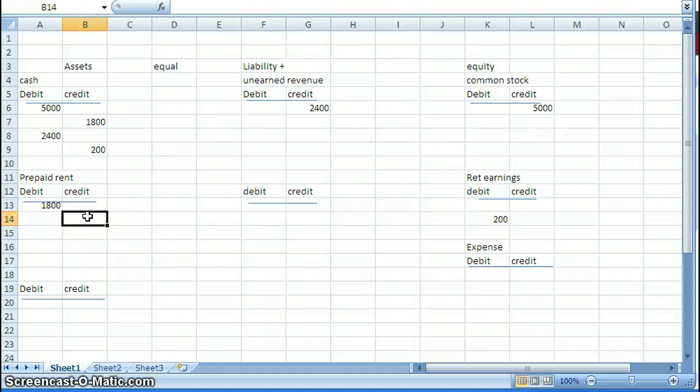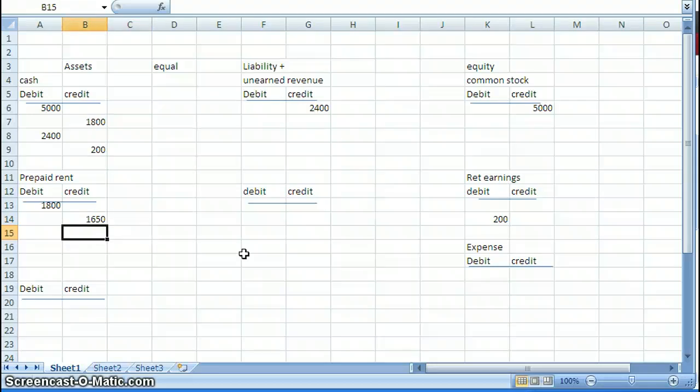The first thing we're going to do is 150 times 11. We know we're paying $150 a month, and I'm just using this Excel formula to do the math for you. We rented the place for 11 months. Okay, that's $1,650. So we used up $1,650 worth of the prepaid rent.